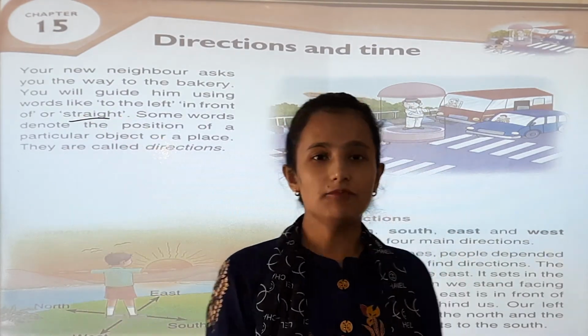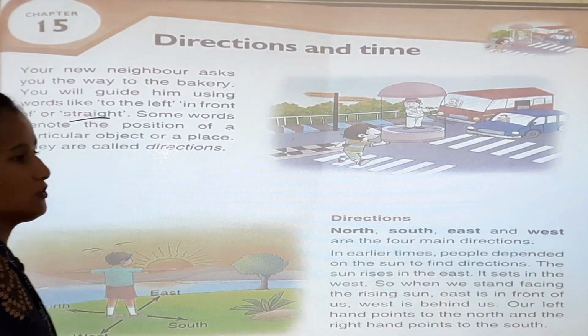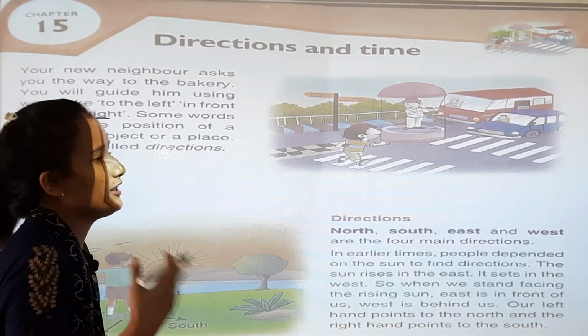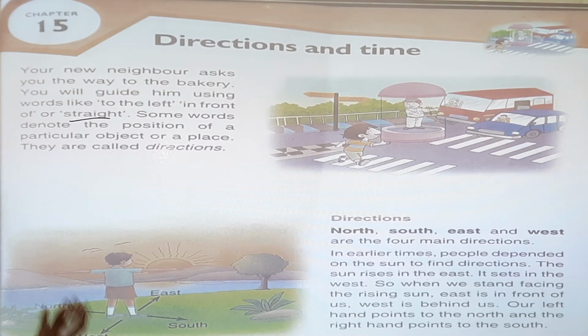Straight, for example: the bakery shop is on a straight road, so you will say you have to go straight. Or the bakery shop is on the left side, so you will say that shop is on the left side. So that's how you can direct them.